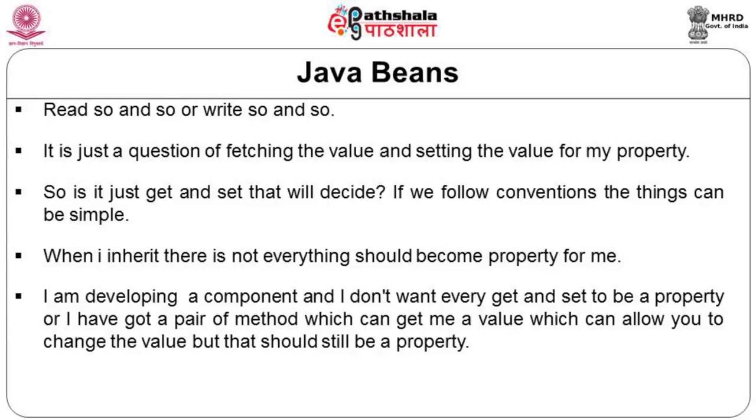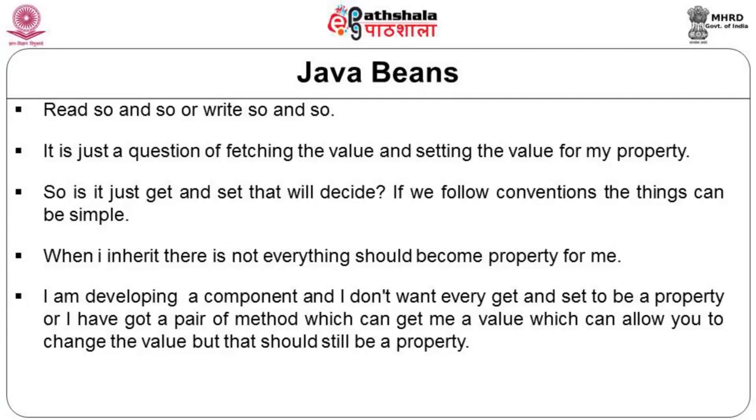Oh, it is a simple thing, because if you follow conventions, yes, things can be simple, but do I have control over this? Because when I inherit methods, maybe I will not want everything which I inherit to become a property for me. I am developing a component and I do not want every get and set to be a property. Or maybe I have got a pair of methods which can give me a value and allow you to change the value, and that should still be a property, though it is not following the convention. The convention is get set. So, get set is simply a convention.